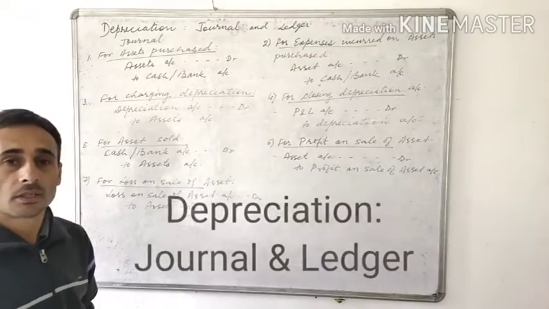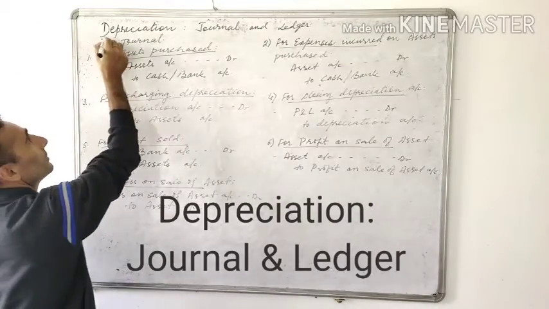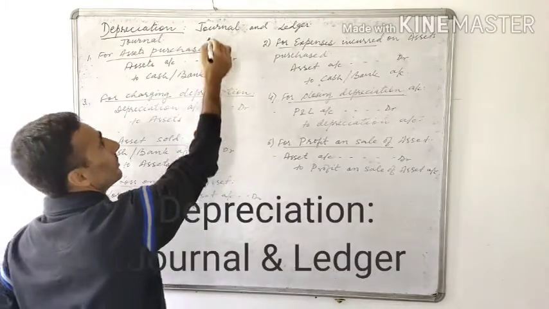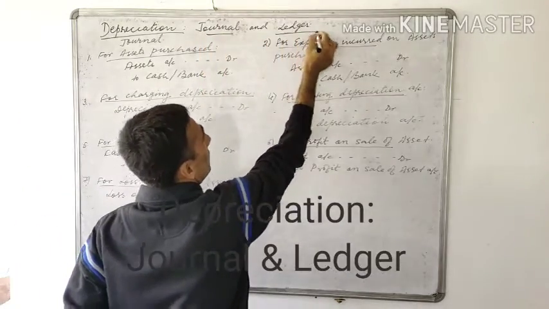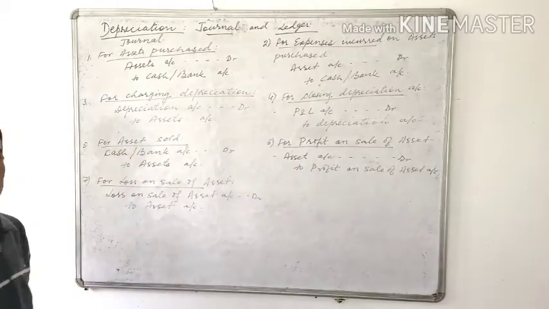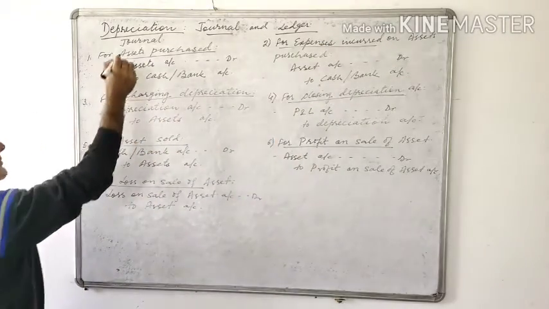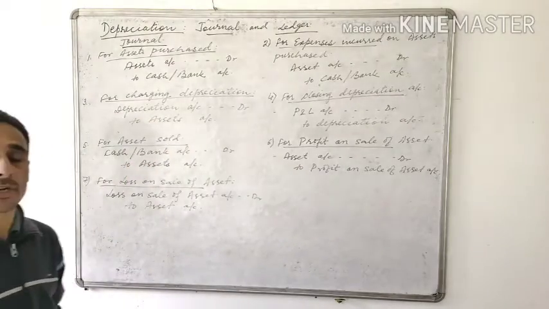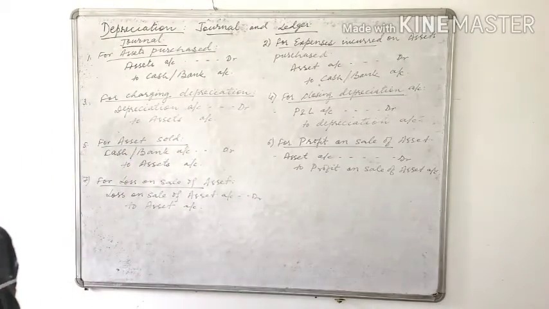Hi everyone, this is the chapter depreciation and lesson number 2, and in this lesson we are going to learn about journal and ledger with regard to depreciation. First, the journal. What are the necessary journals you are required to pass for the depreciation?